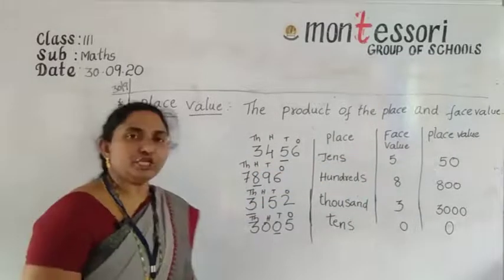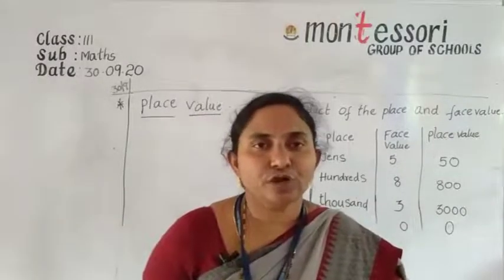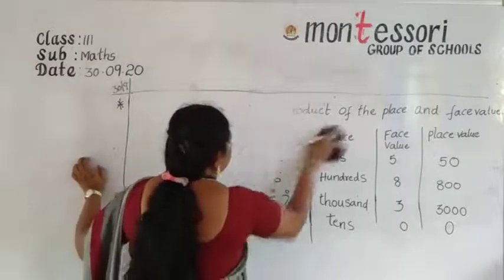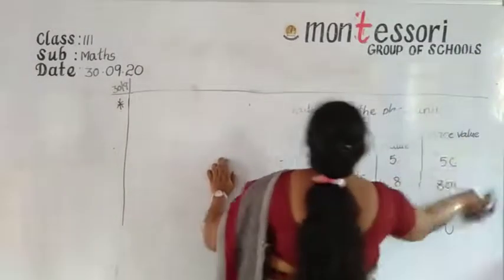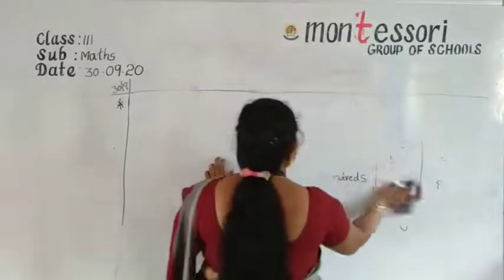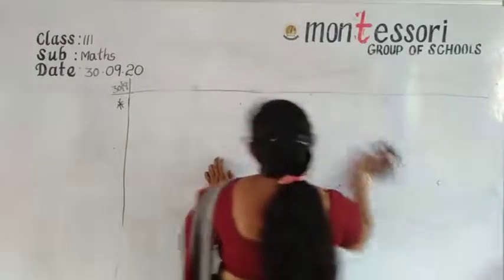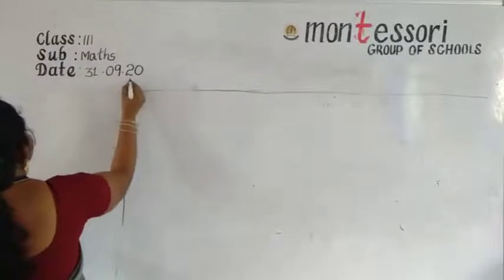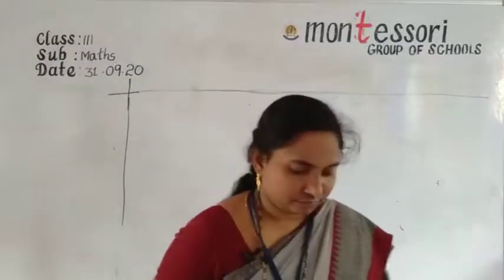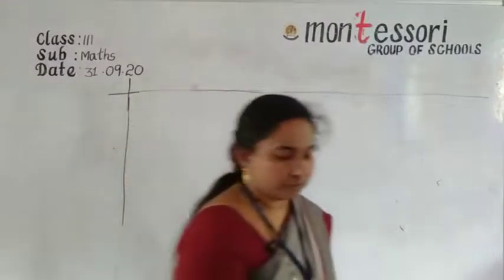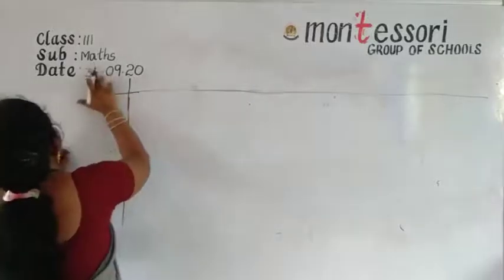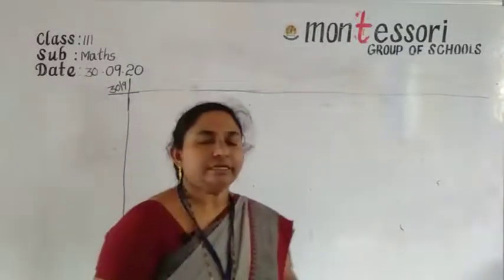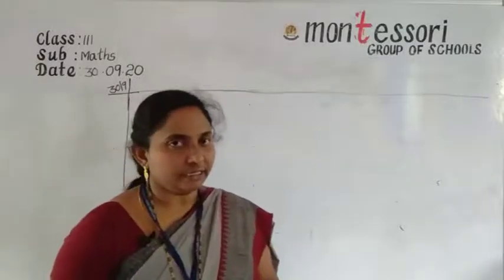Understood? So now all of you take your homework book. Take your homework book, all of you, and write the question. Write today's date, 39.